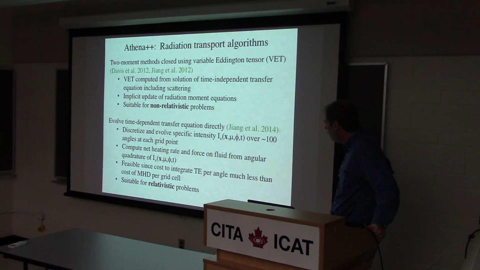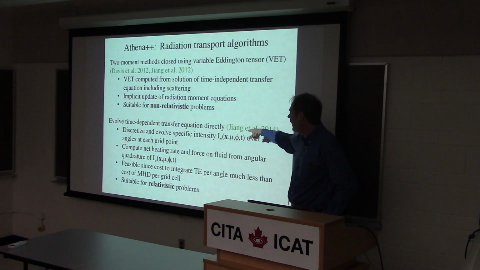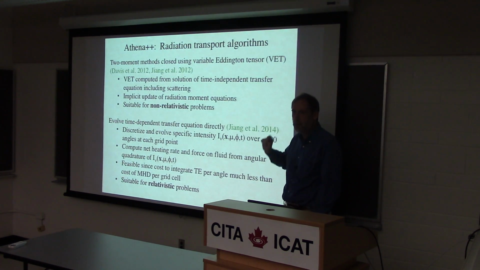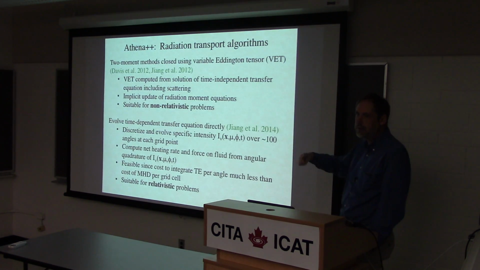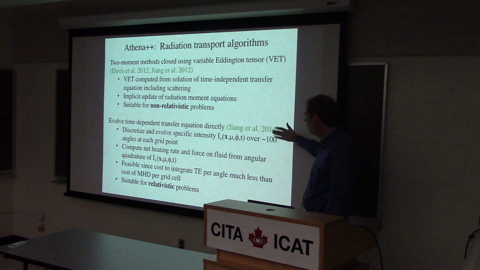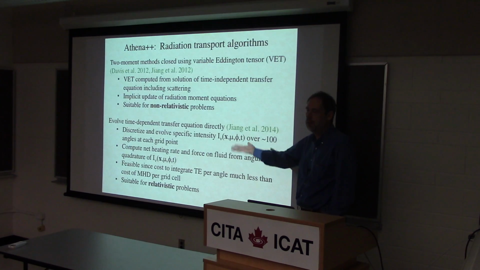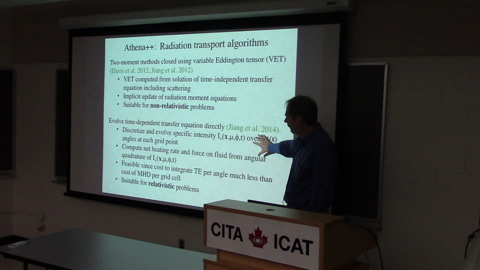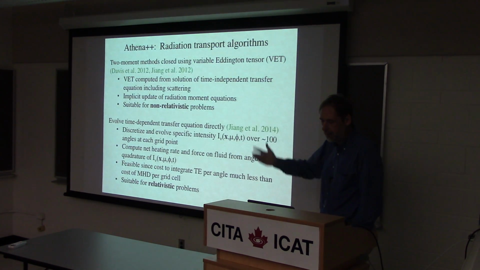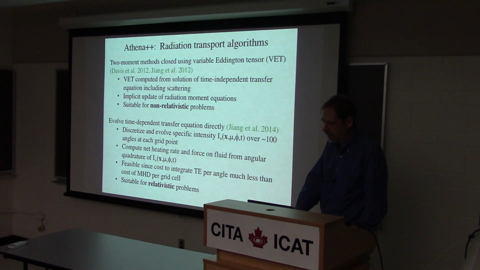It's only possible because the transfer equation is a lot cheaper to solve per grid point than the MHD equations, which are quite expensive in terms of operations. And so we can do 80 angles at every grid point in roughly the same cost as it is to do one MHD time step. And so this method has proved quite suitable and quite feasible, and we're extending it to more general problems with frequency-dependent transport and so on in the future.